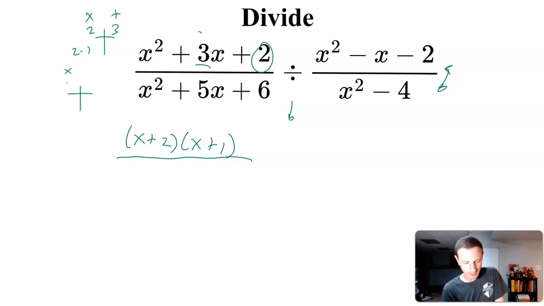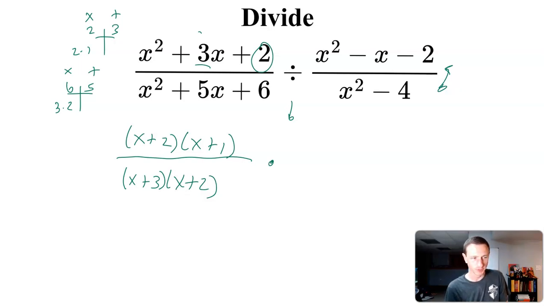Next, I want two numbers that multiply to 6 and add up to 5. So that's going to be 3 and 2, right? 3 times 2 is 6, 3 plus 2 is 5. So x plus 3, x plus 2. And then this is going to be the multiplication, because remember what I said, when you're dividing fractions, you need to change it to multiplication and then take the reciprocal of the second fraction. So that's going to become multiplication.